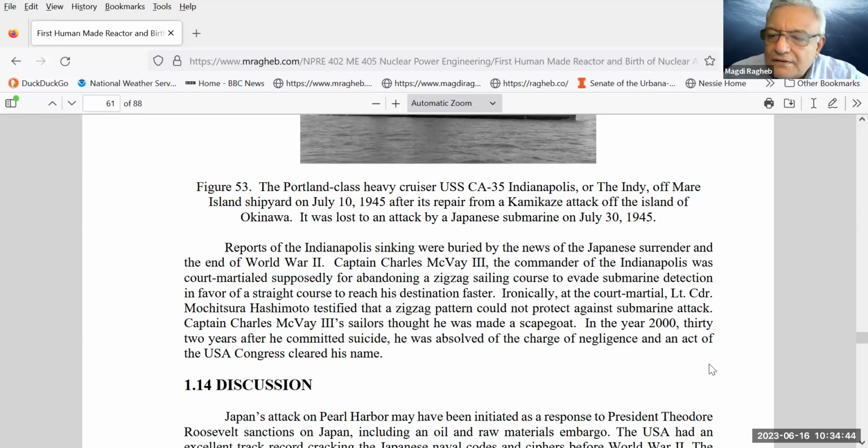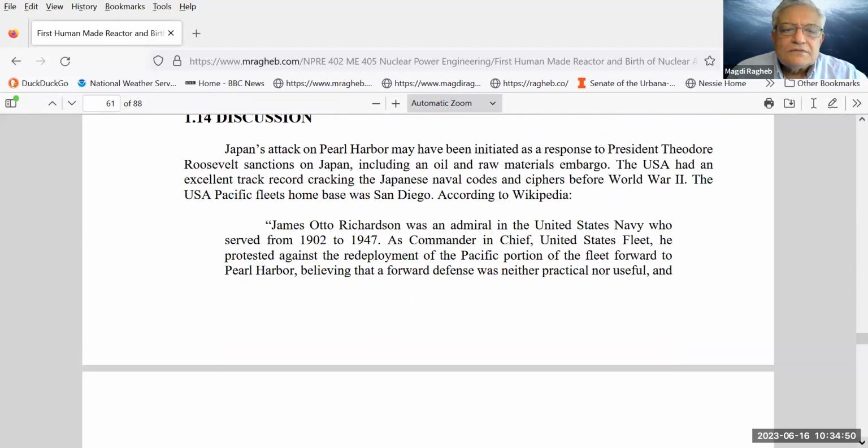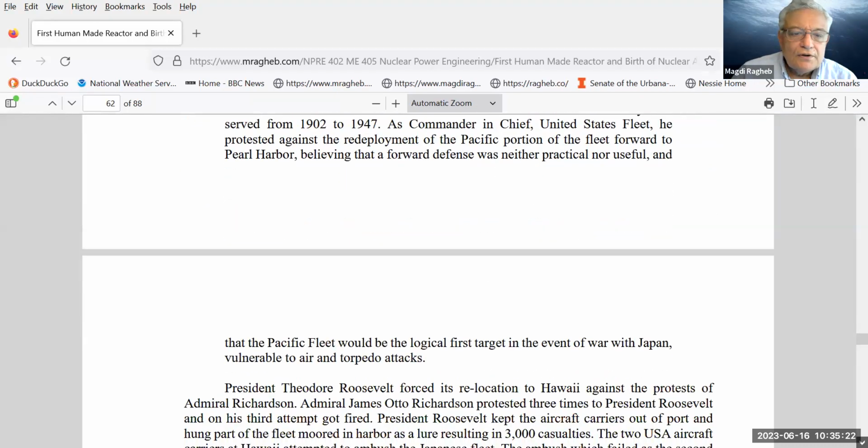Anyway, the discussion here: Japan's attack on Pearl Harbor may have, of course, been initiated as a response to President Roosevelt's sanctions on Japan, the same sanctions as we are imposing on Russia today. Any imports of oil, petroleum to Japan were simply banned, and the Japanese simply found that they had no choice but attacking Pearl Harbor.